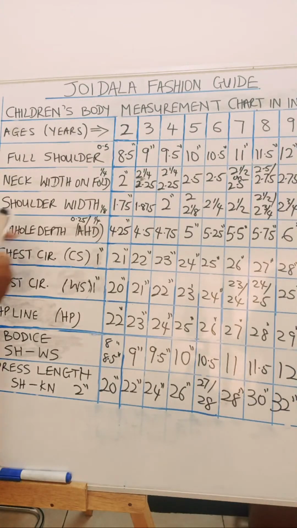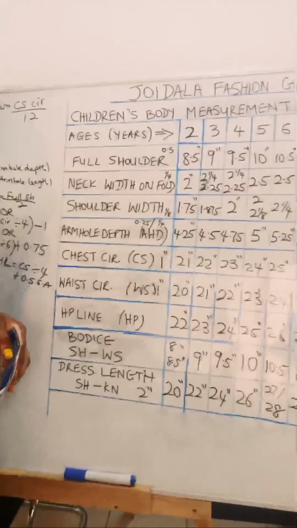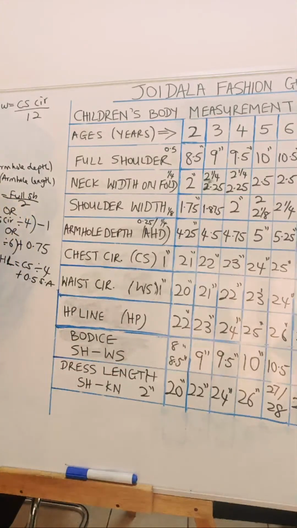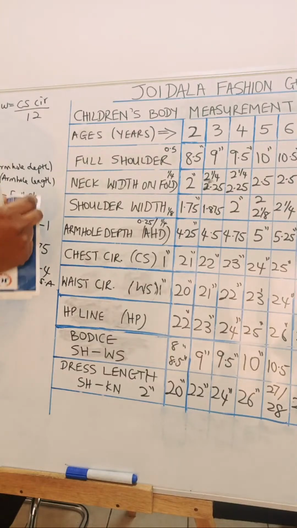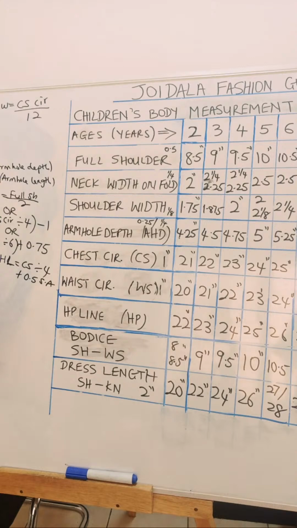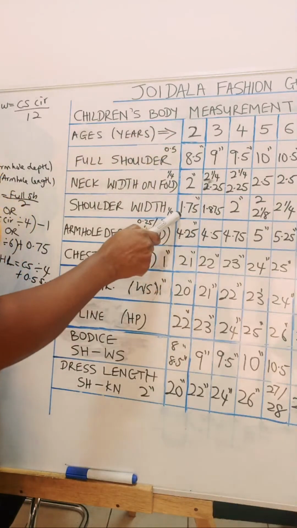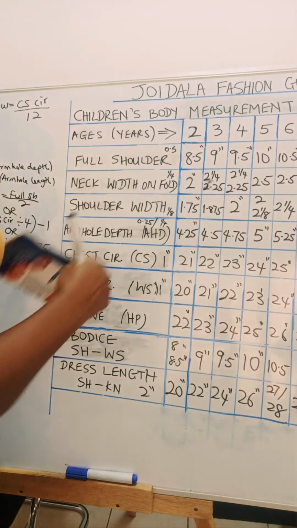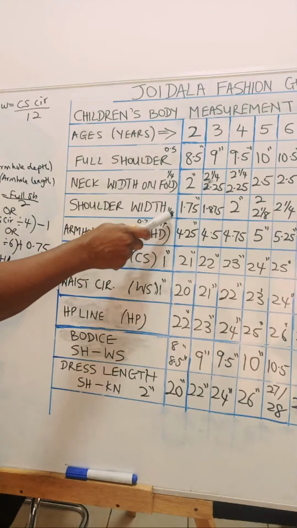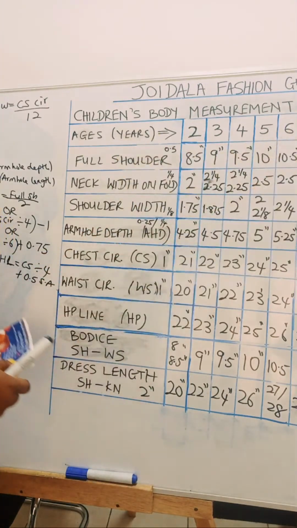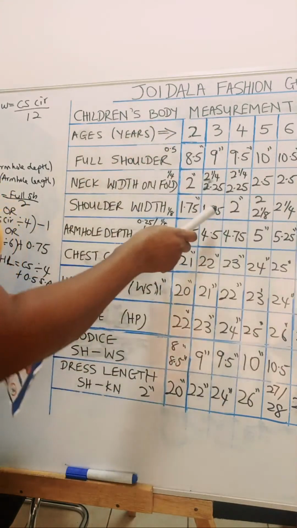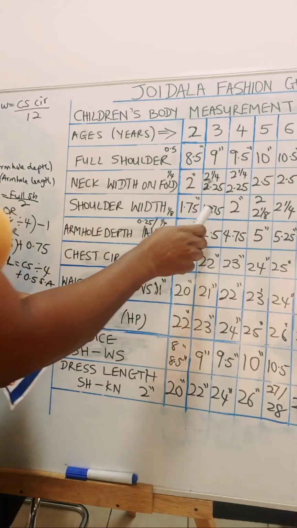So the next thing I want to look at now is the shoulder width. I already explained the shoulder width. When making children's clothing, especially for clothes that are sleeveless, the shoulder width does not need to be too wide. So for a 2 years old child, you can use 1.75 as the shoulder width. You can increase the shoulder width by 1/8. So if a 2 years old child is 1.75, for a 3 years old child, just add 1/8 to that and you have 1.8.